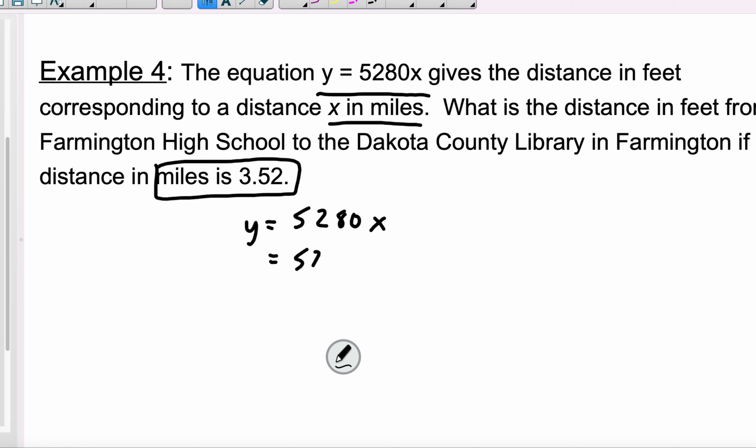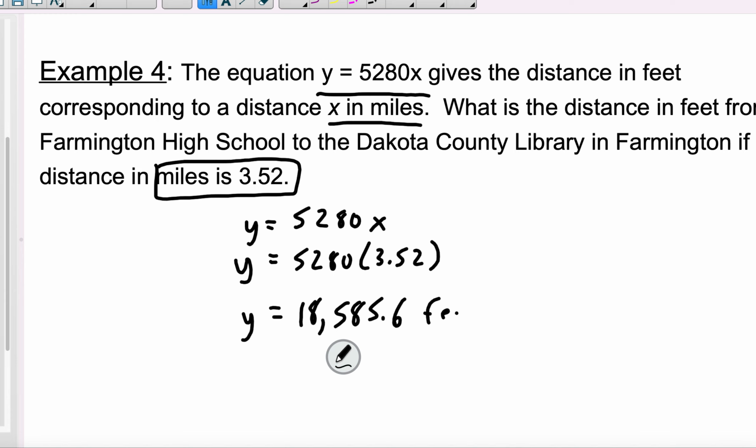They're telling you that the miles is 3.52, and we want to find the feet. So what do we have to do? We have to take 3.52 and plug it in here for x, and then y will be what's in feet. So if I take 5,280 times 3.52, I get 18,585.6 feet.